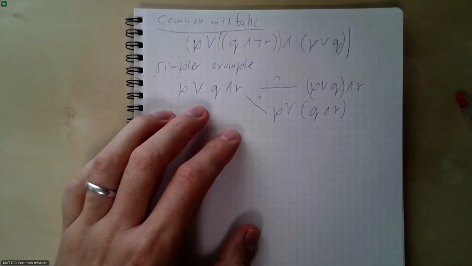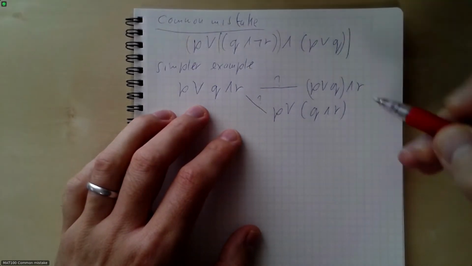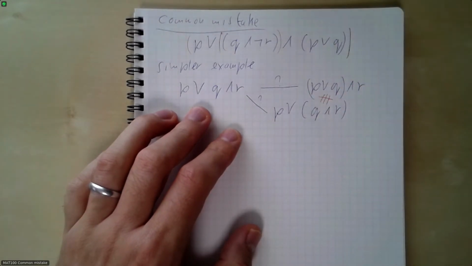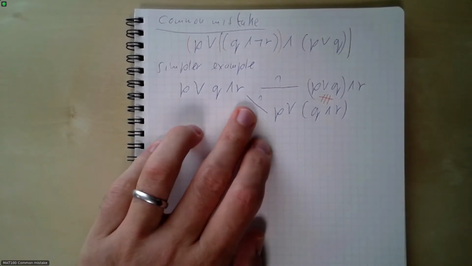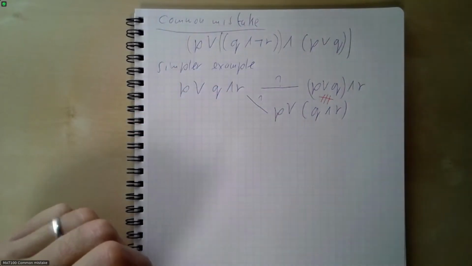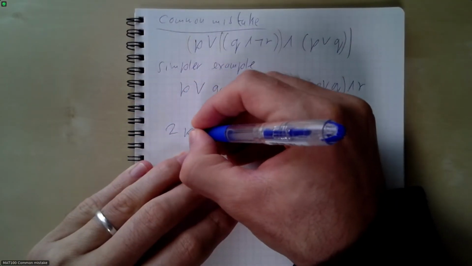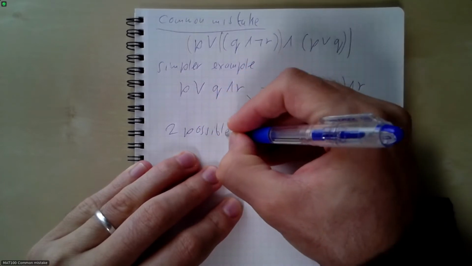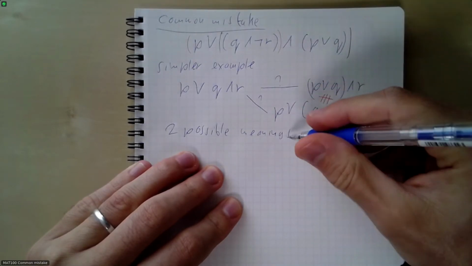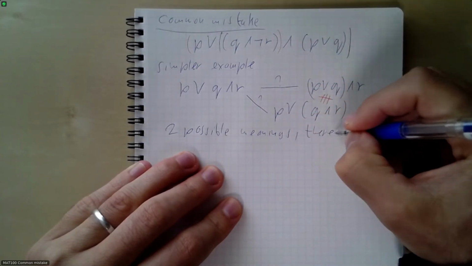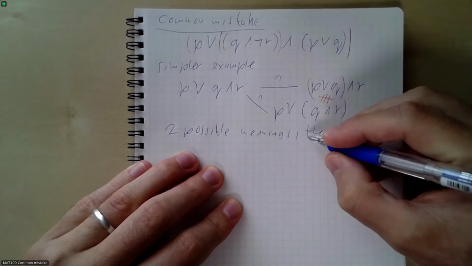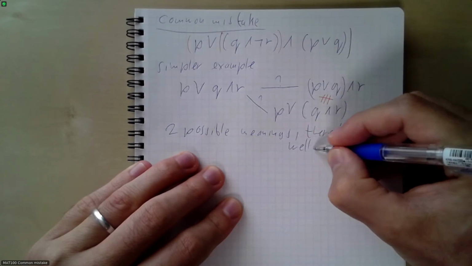Okay, so these two are actually not logically equivalent. When I write this down and I want to read it back, what's the meaning of that? I have two possible choices, two possible meanings. Therefore, no well-defined meaning.